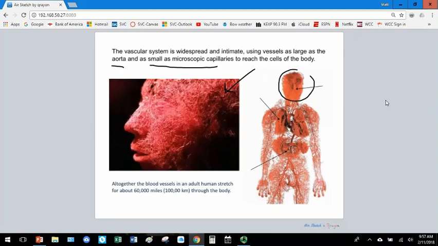So we have a lot of vessellage going to the head, a lot of vessellage going there. What's going on there? Right, that's the lungs for gas exchange. A lot of vessellage going there. What's going on there? That's the abdomen, digestive viscera.